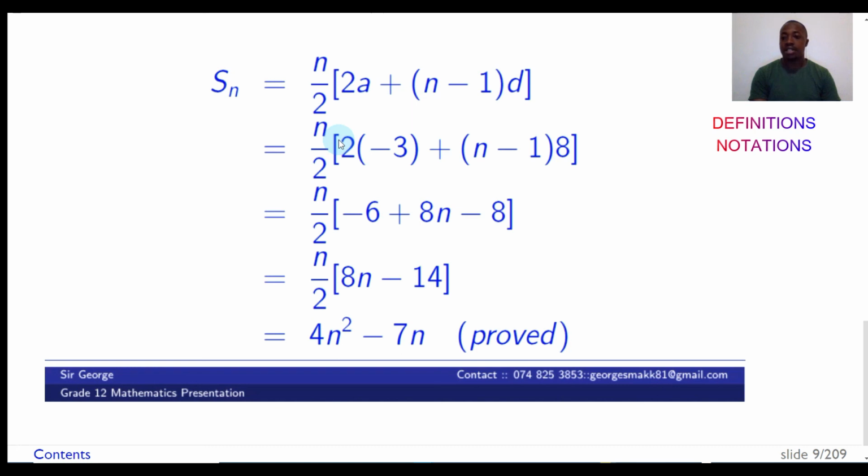Now at this point, after doing this arithmetic series, I am going to stop, and I will come back again continuing from here, giving you the geometric together with its properties and also its examples.